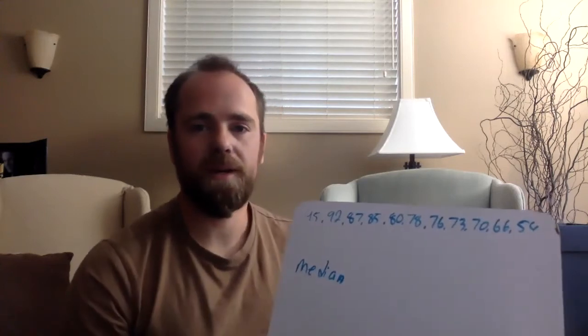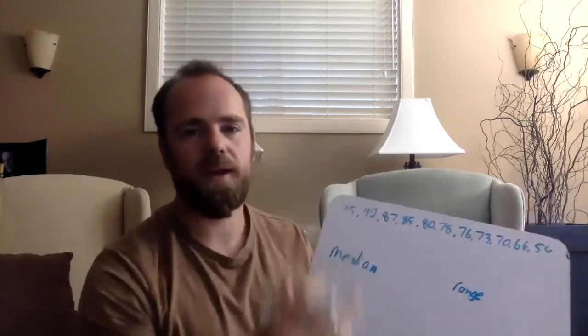We're going to be talking about median and range. So median is basically the middle number in a set of data, and the range is the amount that the data kind of lies within.